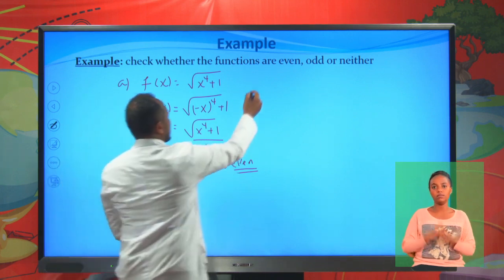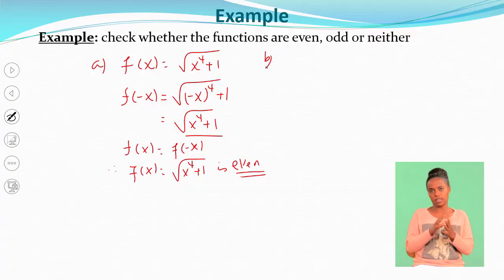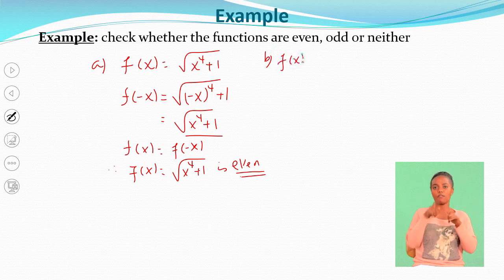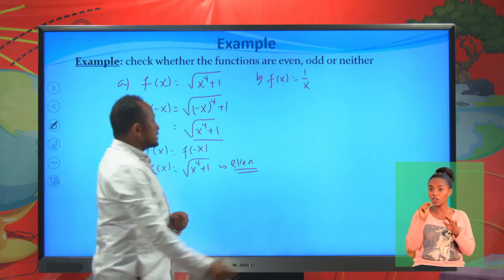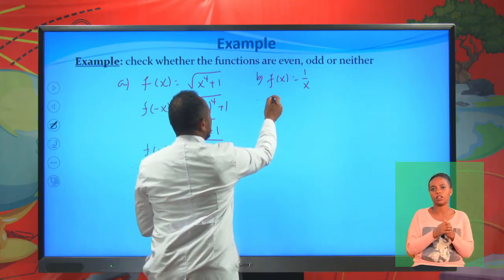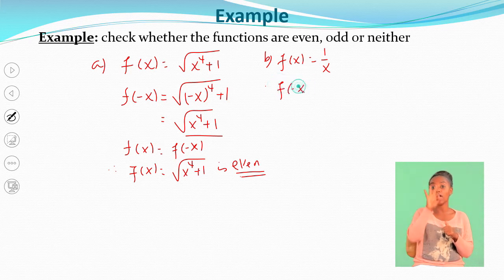Now let's see another example here. B, f of x is equal to 1 over x. Is this function even, odd, or neither? First, find f of negative x.